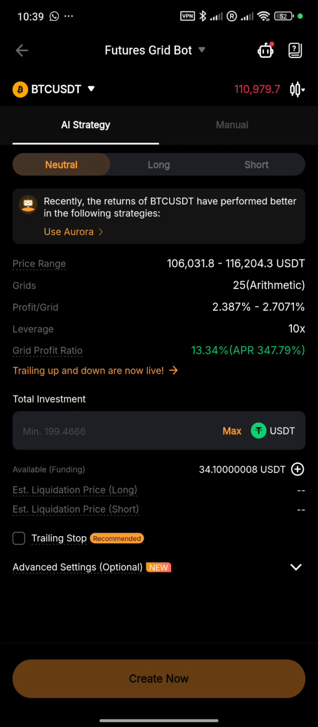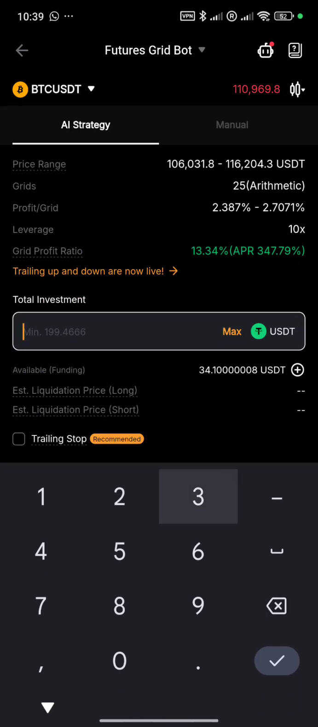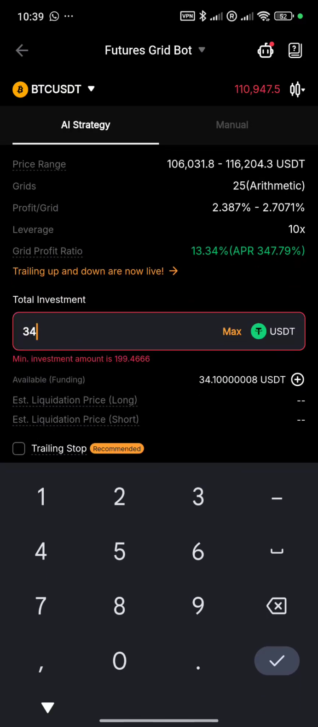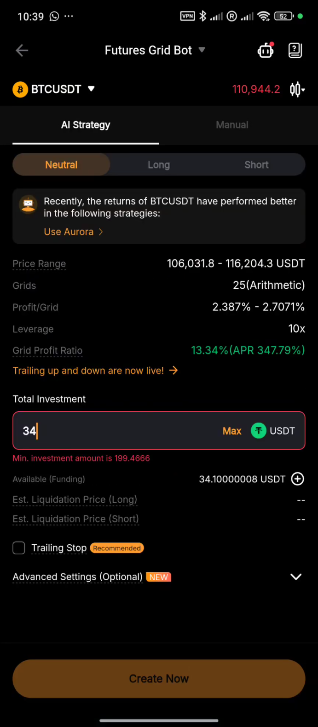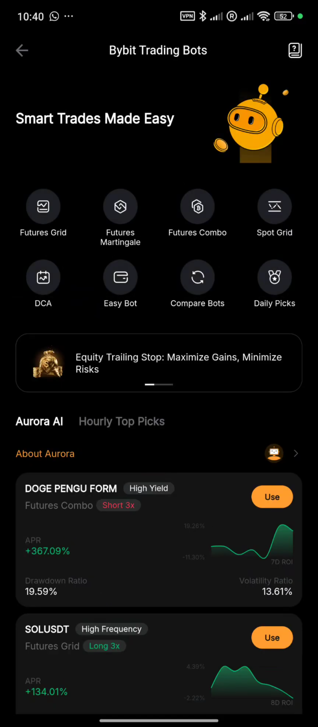But irrespective, don't forget, it is only performing actions based on whatever you told it. So for total investment, I've already transferred $34 to this funding account from my trading account. So you can put $34, but the minimum amount is $199, like $200 for this bot. I can always transfer money also, but I will have to stop this video to do that. So, let me just continue, don't worry.